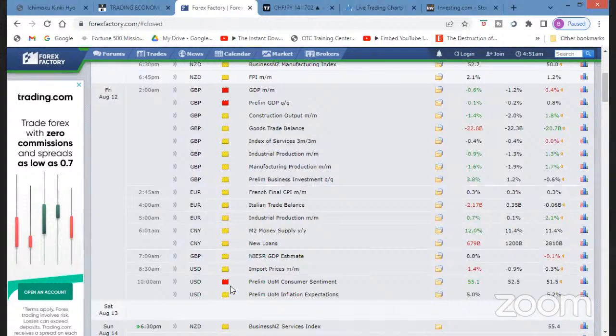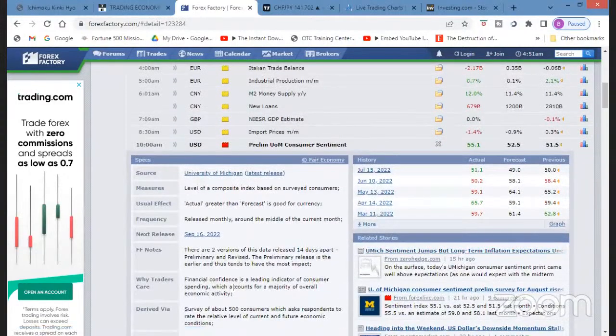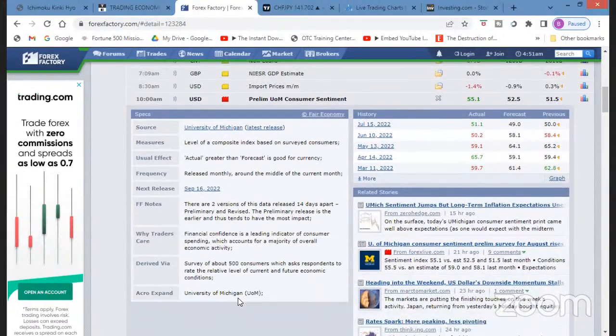We saw the markets move a little bit, but we've got the preliminary University of Michigan consumer sentiment report that came out. Sometimes we get questions about that. Why is that important? You can see financial confidence is a leading indicator of consumer spending, right? When people are feeling good, they get out here and they spend. If they've got confidence in the economy and they're in that positive mood, they typically tend to spend, which accounts for a majority of overall economic activity. The survey is about 500 consumers, which asked respondents to rate their relative level of current and future economic conditions. So it came out ahead of expectations.